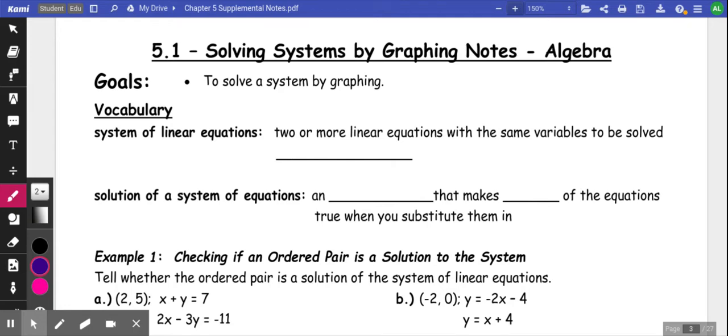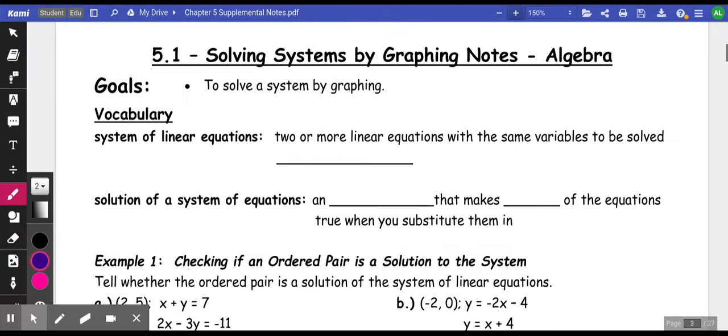Hey everyone, we are going to be starting chapter 5 today. We are going to start something called systems of equations. So, today we're going to learn how to go through those graphically, and then we'll start learning how to do different methods of solving as we go along here in this chapter.